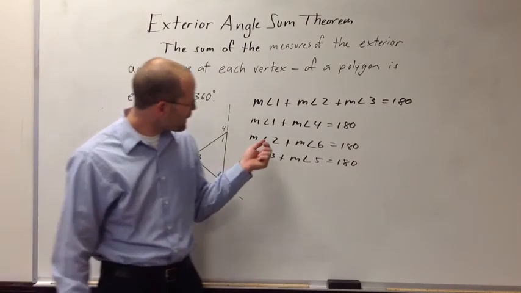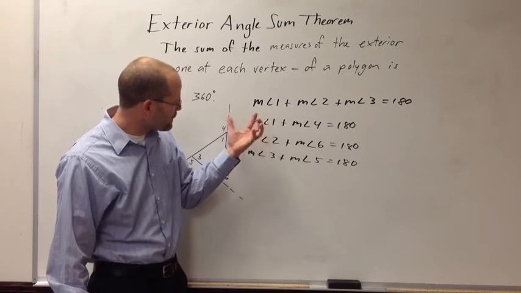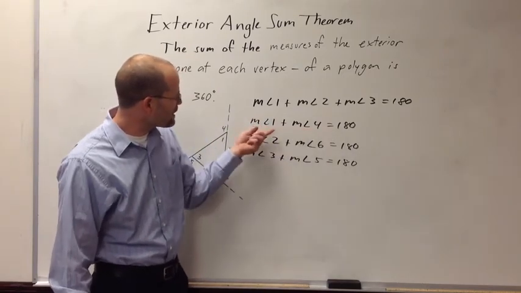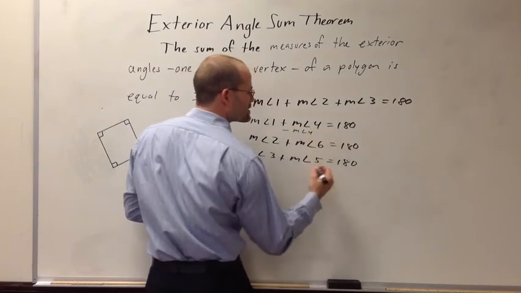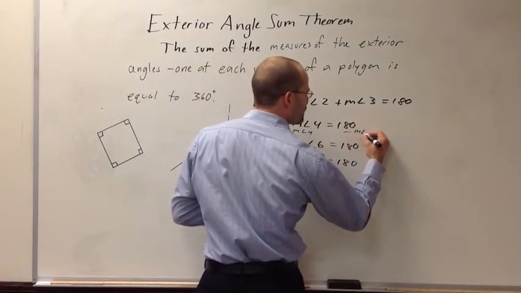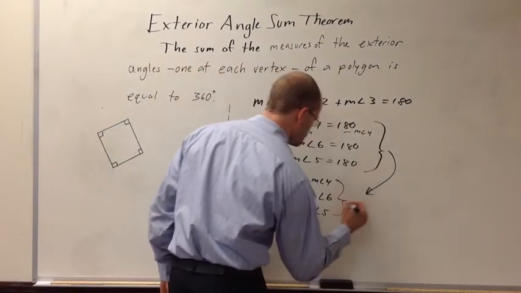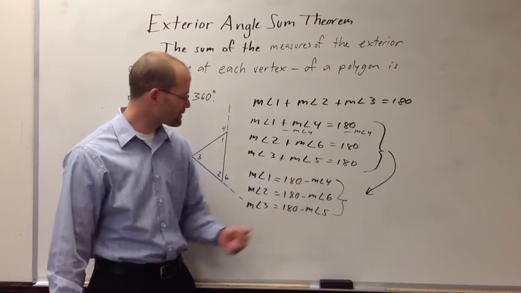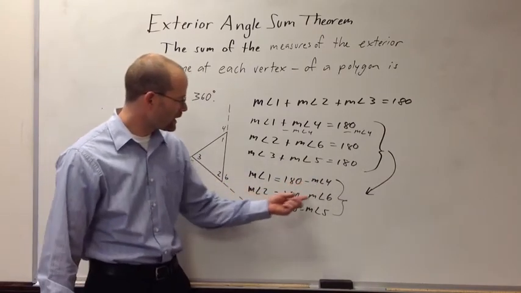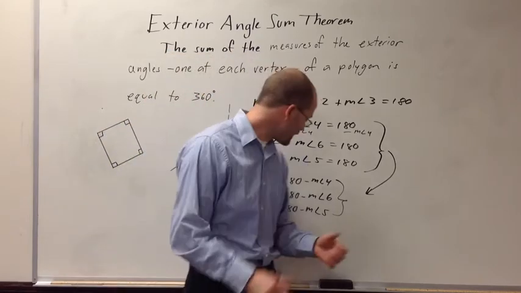Now, what we can do is solve each of these equations for the respective measures. I can solve this first equation for the measure of angle 1 by subtracting the measure of angle 4 from each side. And I can do that for each of these in turn. And so now we have these 3 statements. The measure of angle 1 equals 180 minus the measure of angle 4. The measure of angle 2, 180 minus the measure of angle 6. The measure of angle 3 equals 180 minus the measure of angle 5.